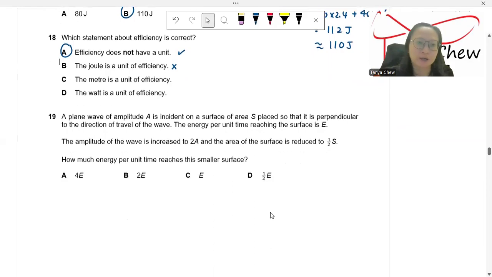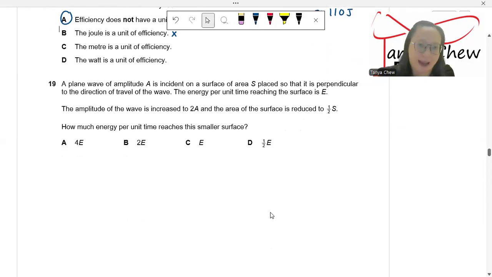Question number 19. A plane wave of amplitude A is incident on a surface of area S, placed so that it is perpendicular to the direction of travel of the wave. The energy per unit time, which is actually power, reaching the surface is E. The amplitude of the wave is increased to 2A, and the area of the surface is reduced to 1 over 2 S. How much energy per unit time, or the power, reaches the smaller surface?